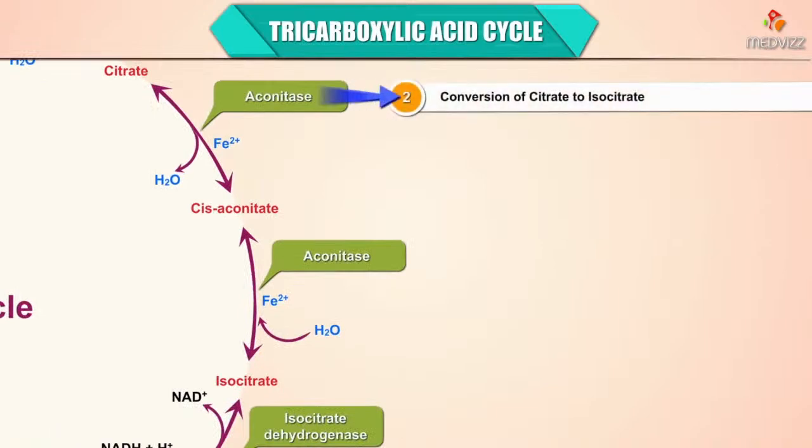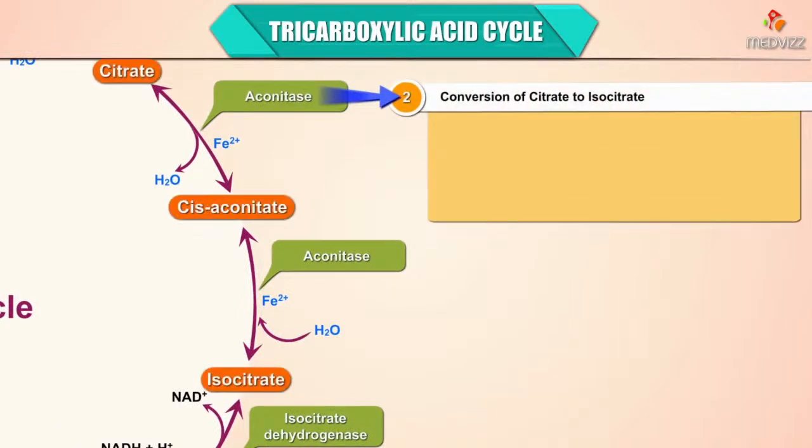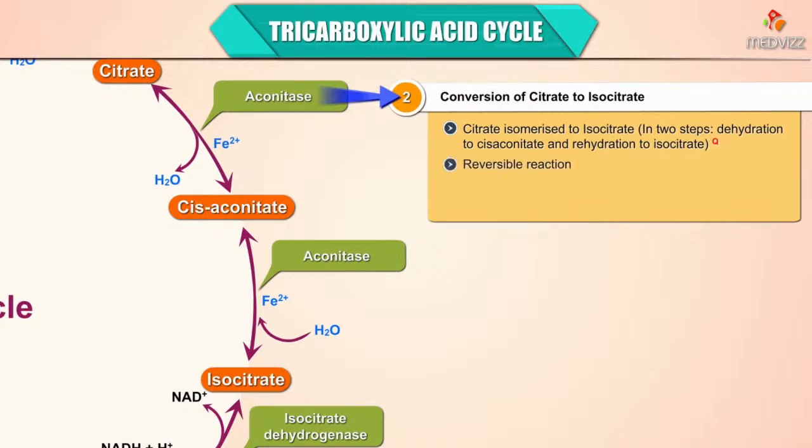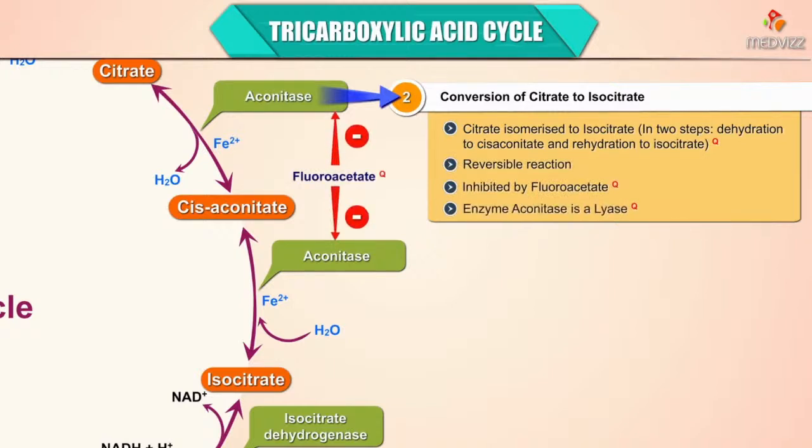Step 2. Conversion of citrate to isocitrate. Citrate is isomerized to isocitrate in two steps. Dehydration to cis-aconitate and rehydration to isocitrate. It is a reversible reaction inhibited by fluoroacetate. The enzyme aconitase is a lyase.